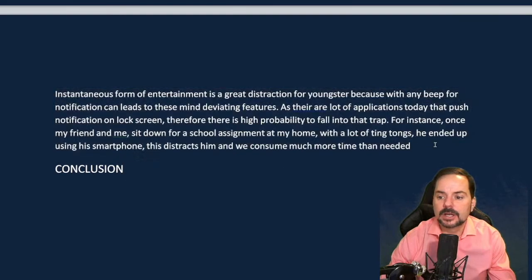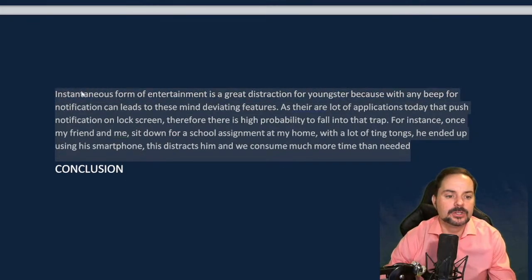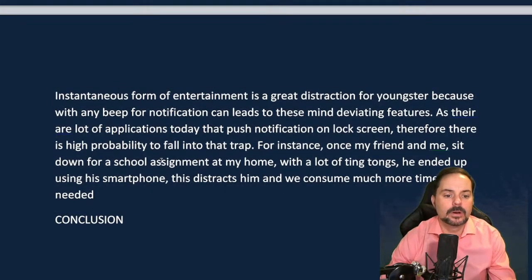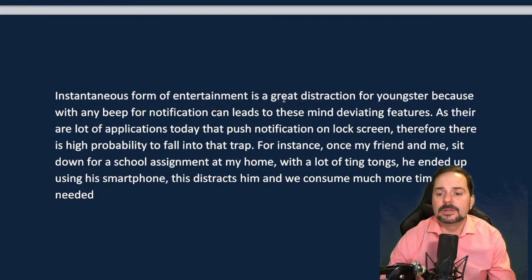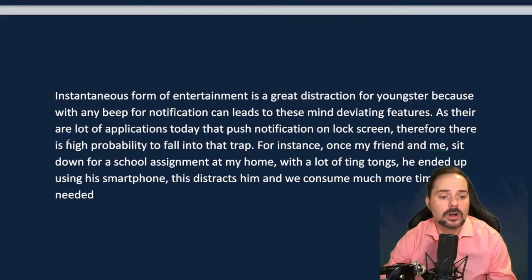So let me just make it a little bit easier to read for everyone. So this is what Harwinder wrote. Okay. So instantaneous form of entertainment is a great distraction for youngsters because with any beep for notification can lead to these mind-devastating features, as there are a lot of applications today that push notification on lock screen. Therefore, there is high probability to fall into that trap. For instance, my friend and me sit down for a school assignment at home with a lot of ting-tongs. He ended up using his smartphone. This distracts him and we consume much time than needed.